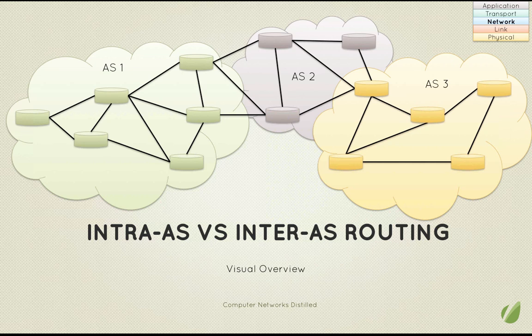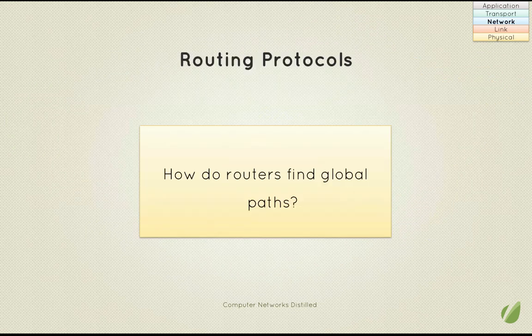As you can see here, each of the autonomous systems in this network is running a different Intra-AS routing protocol. Externally, between the autonomous systems at these border routers, each of the border routers must be running the same BGP protocol so that they can talk to each other and route among the autonomous systems. As you can see here, these links are the ones that would be exchanging the BGP information externally among the different autonomous systems. The main question we've dealt with in this lecture is, how do routers find global paths?